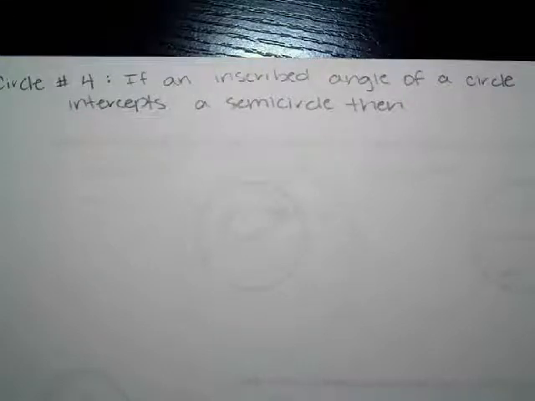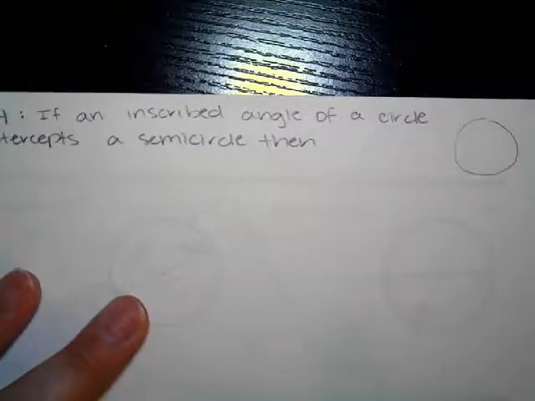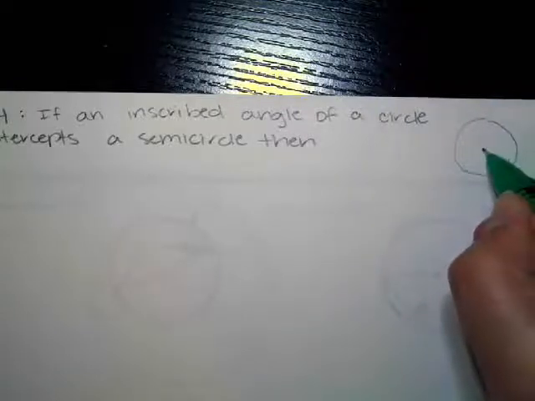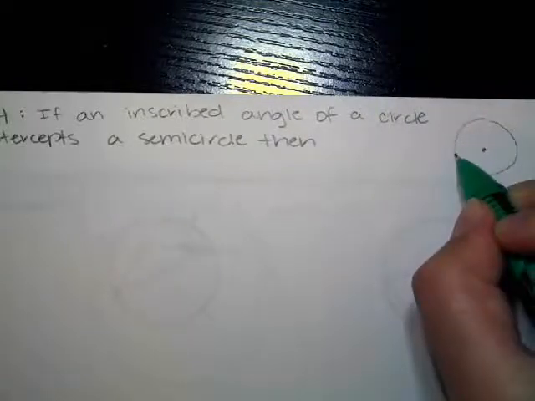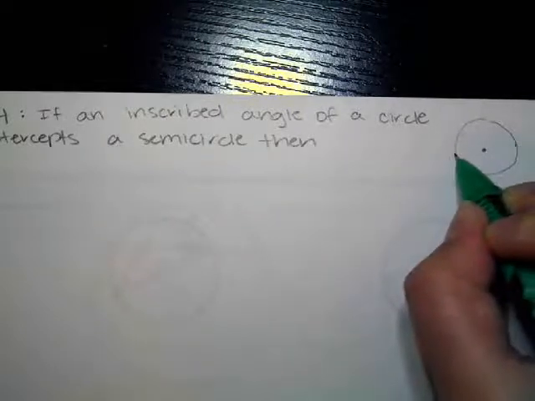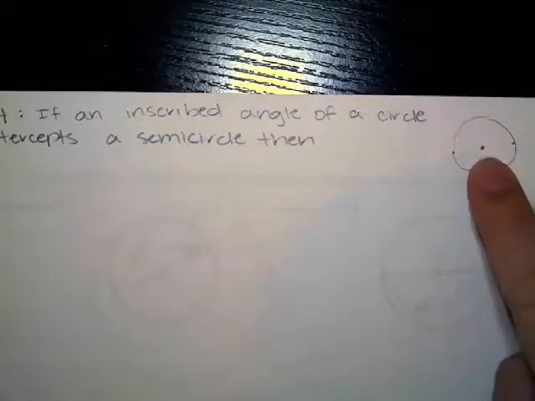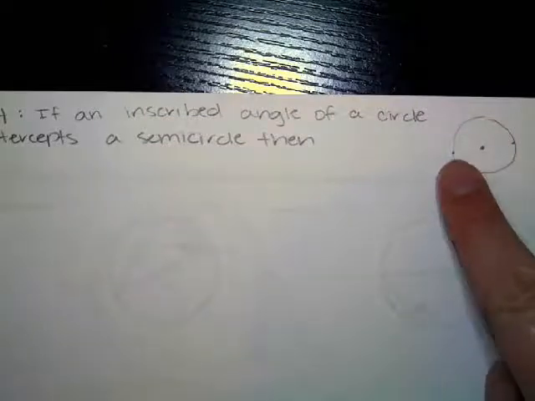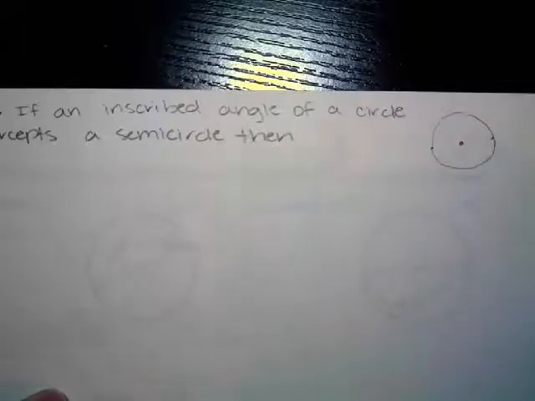All right, circle conjecture 4 says, if an inscribed angle of a circle intercepts a semicircle, so what we're going to draw is, here's a dot. We're going to make a semicircle, so we need to have a center, and we need to have 2 points that are endpoints of a diameter.